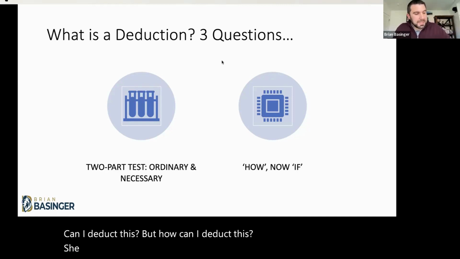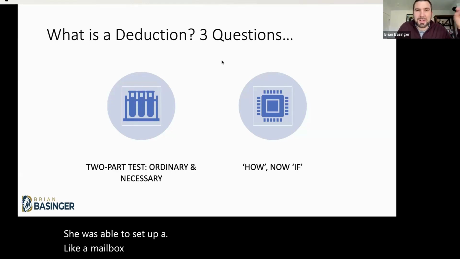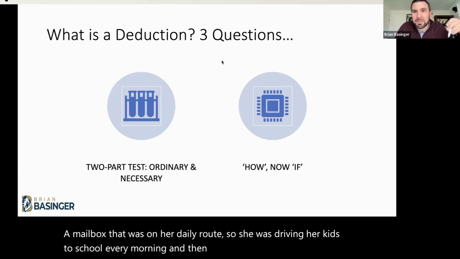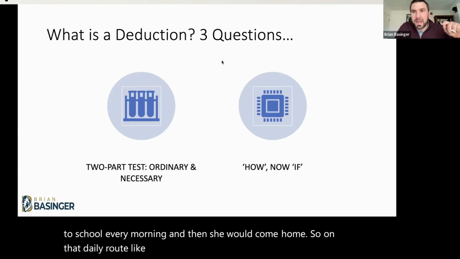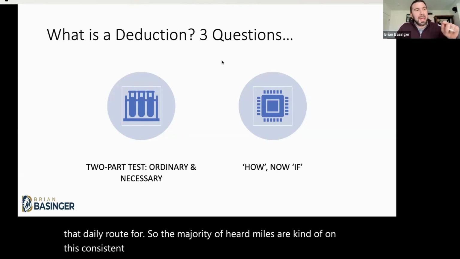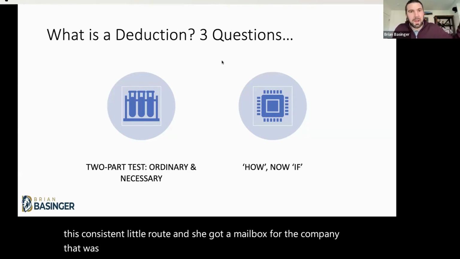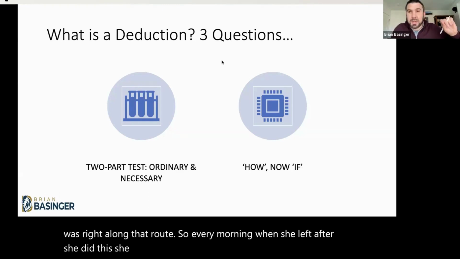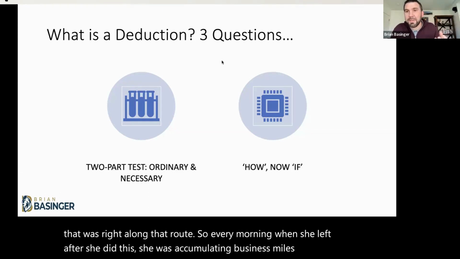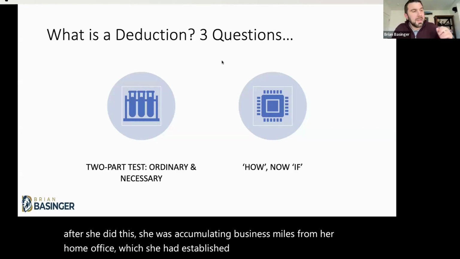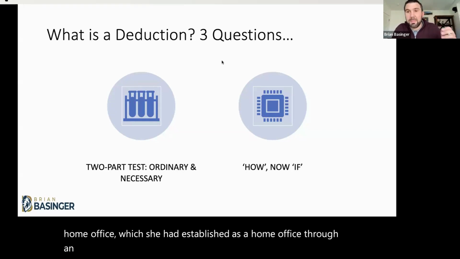She was able to set up a mailbox that was on her daily route. She was driving her kids to school every morning, and then she would come home. So the majority of her miles are on this consistent little route, and she got a mailbox for the company that was right along that route. So every morning when she left, she was accumulating business miles from her home office, which she had established as a home office through an accountable plan through the company.